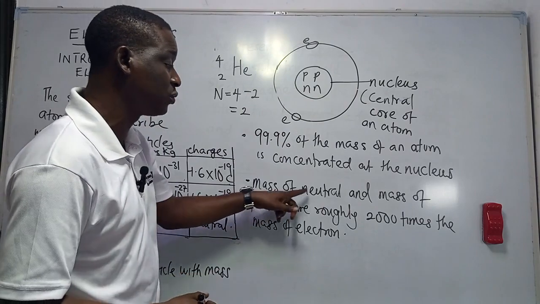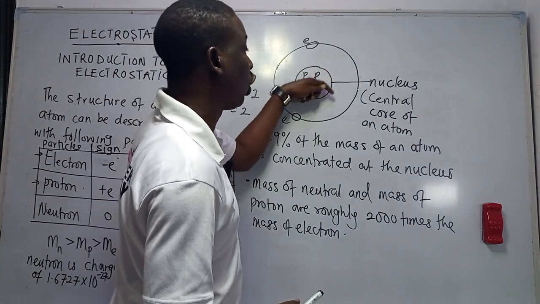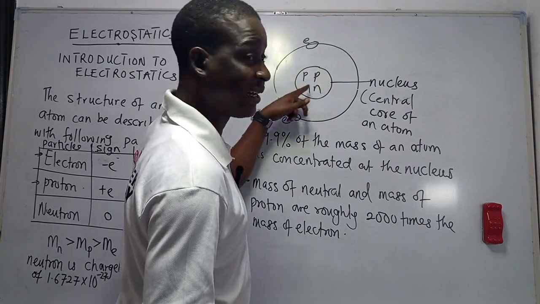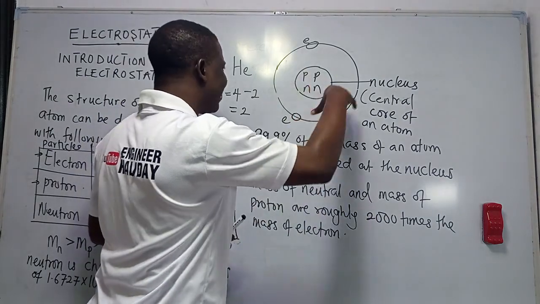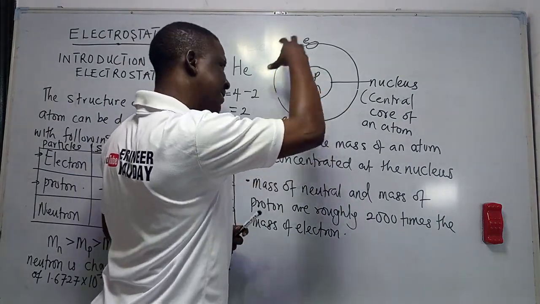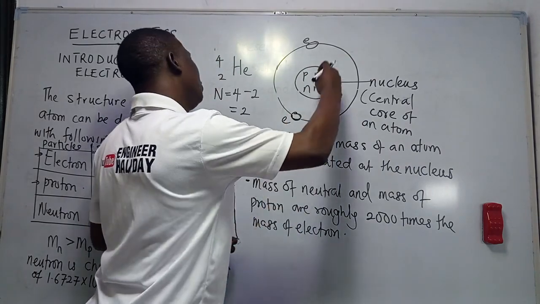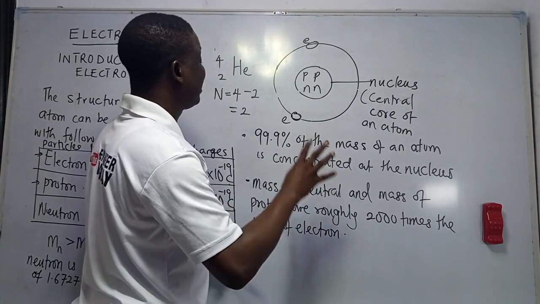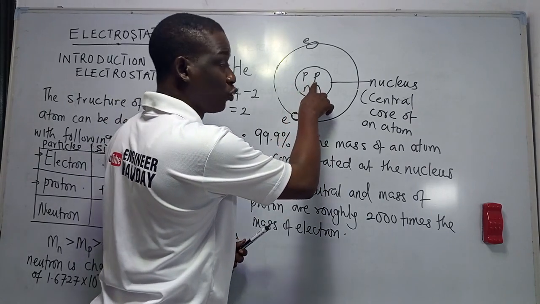don't forget that the neutron and the proton are found in the nucleus, the central or dense core of an atom. It then means that the mass of this atom is decided by the mass in the nucleus of an atom. Another thing again you must know. Don't forget that there's a proton here, there's a proton here.